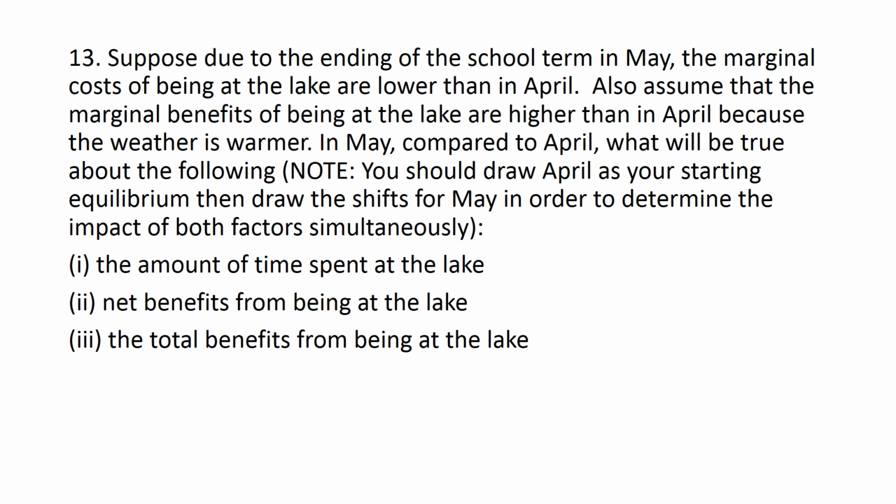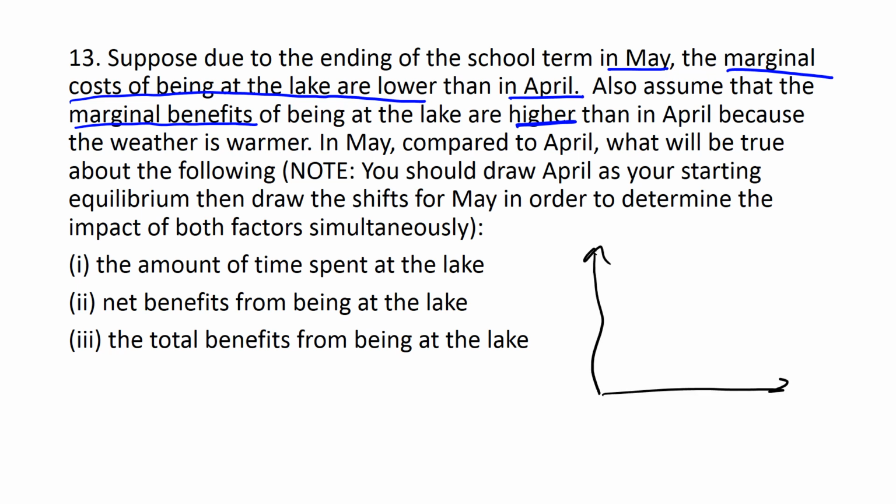So in this question, we're going to compare May to April. And since school is out in May, the marginal cost of being at the lake is lower in May because you don't have that schoolwork to do, so your opportunity cost is going to be a lot lower in May. Also, we're going to assume that the marginal benefits of being at the lake are higher, and that's because the weather is warmer, and therefore the lake, in May than in April. So let's go to a graph.